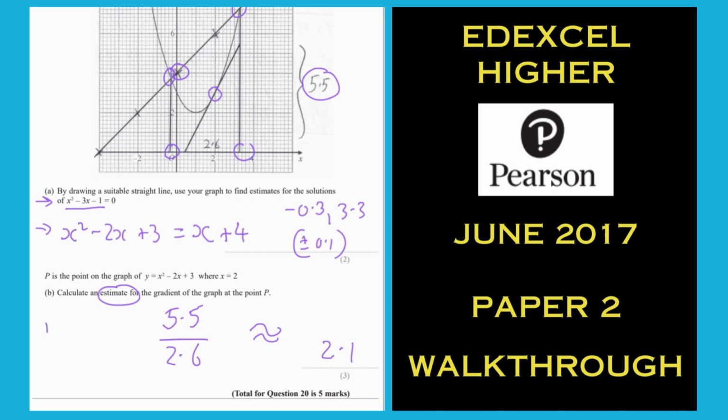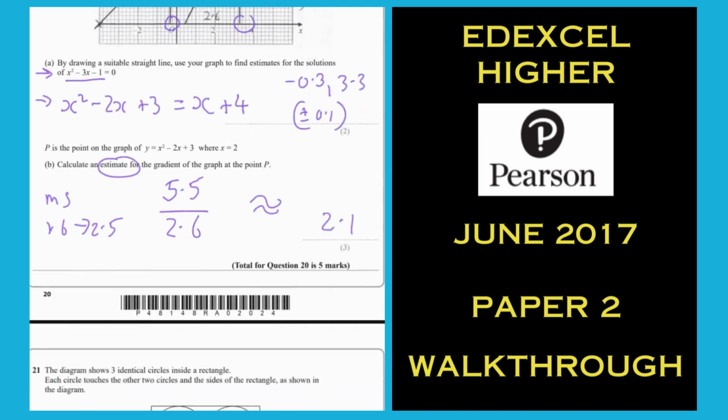Mark scheme's very generous on this. They allow 1.6 to 2.5. So what's the perfect answer? 2.05 or something like that? Hey, that's the answer they're fixated on, if you've been listening for the earlier bits.